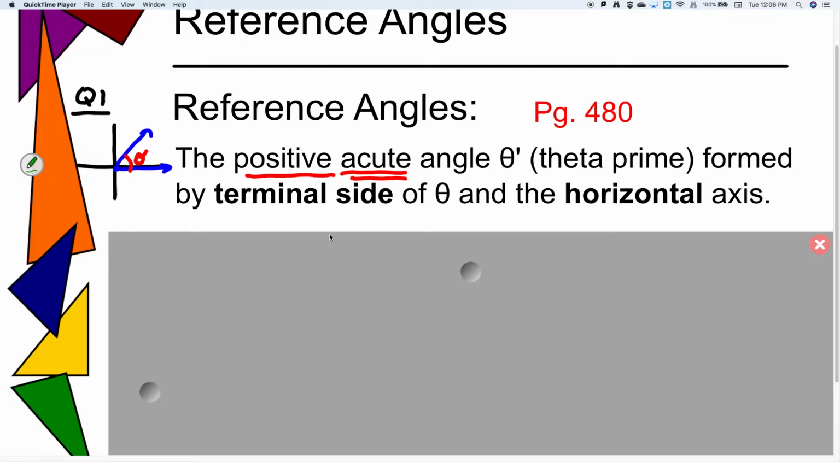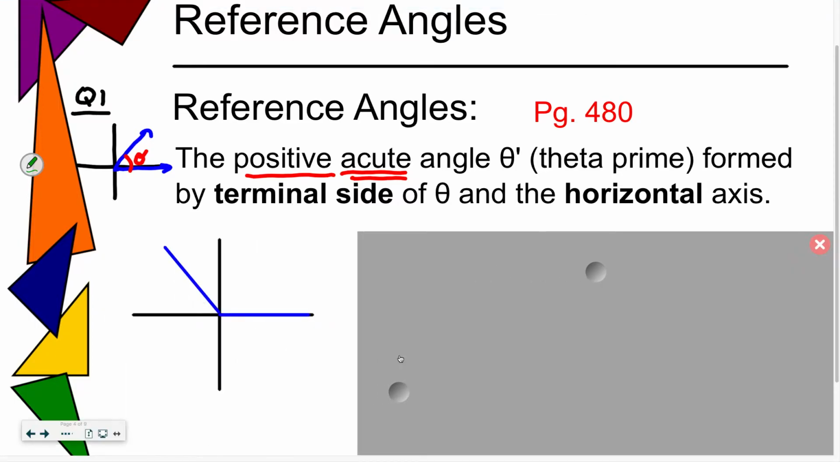So any of those angles in quadrant 1, you don't have to do any work. But in the other quadrants, you're going to have to do a little bit of work. So I'm going to draw an angle in each quadrant. So here's going to be my quadrant 2 picture.